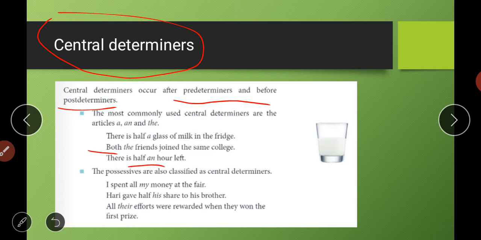Then the possessives are also classified as central determiners. Most of your possessives also act like central determiners, like I spent all my money at the fair. All my money: all again is your predeterminer, and my is a possessive. My is coming after the predeterminer, which means my is the central determiner. Then, Hari gave half his share to his brother. Half is your predeterminer, and his is again a possessive, acting like a central determiner. So I hope the central determiners are clear to you.